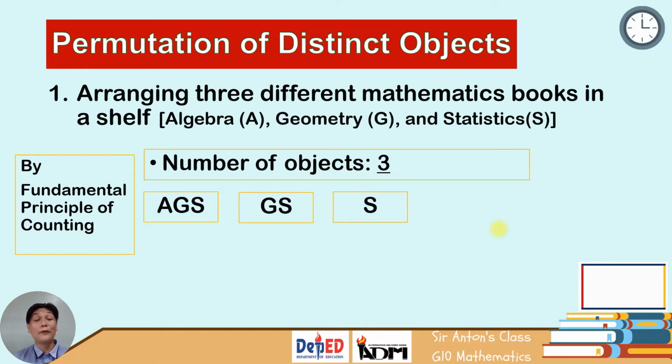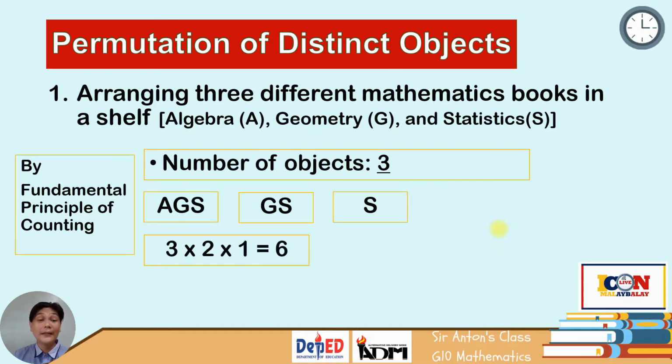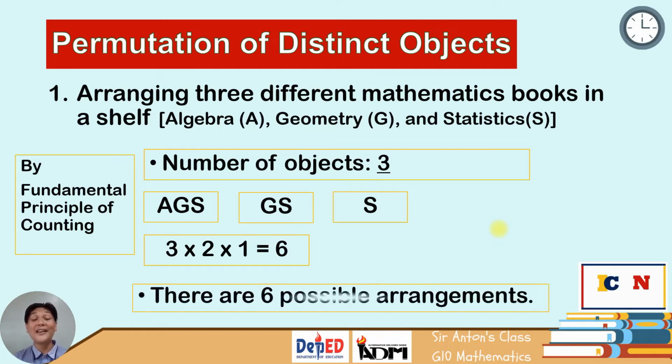Then we can have our first arrangement, algebra, geometry, and statistics. But by looking at the objects, we have 3 times 2 times 1. That is what is meant by the selection. So we have first 3, and then 2, and then 1. We can multiply it to get the result 6, which means there are 6 possible arrangements for the 3 books.